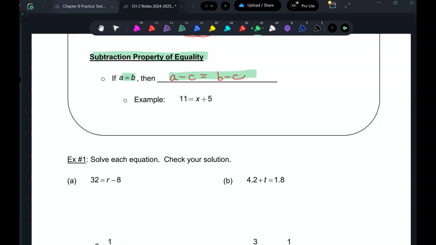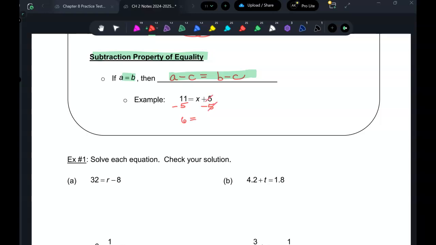So here's an example. I see 11 is equal to x plus 5. So I want to isolate the x. I want to get rid of the plus 5. The only way I can get rid of it would be subtraction. I need to figure out the opposite of adding 5 is to subtract 5. So I'm going to put a minus 5 here and a minus 5 here. So I'm going to have 11 minus 5, which is 6. x equals x.